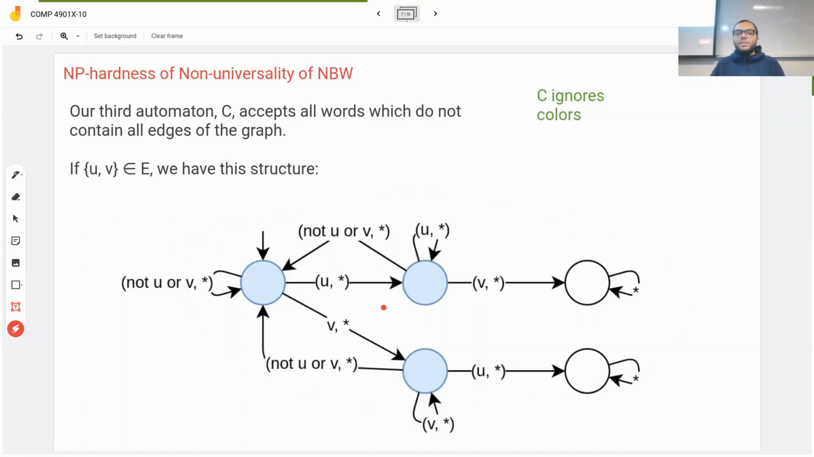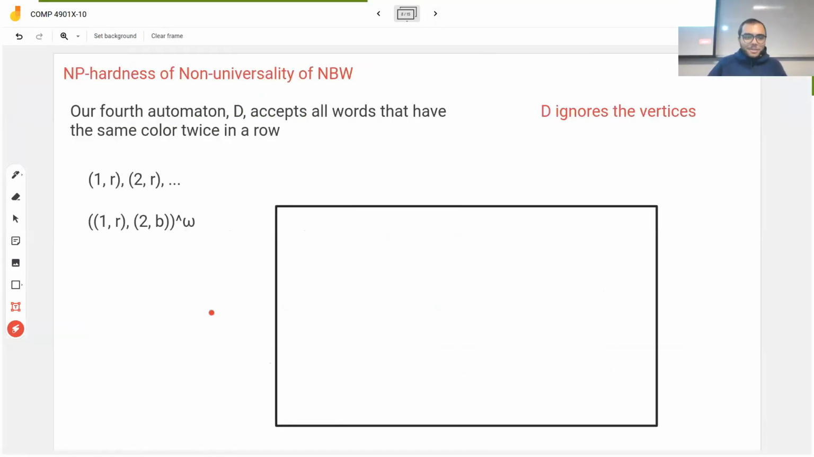Right, and that's going to be my automaton C. The automaton C accepts all the words which do not contain all the edges of the graph. So it accepts any sequence that misses at least one of the edges of the graph. Is this clear to everyone? Okay. I promise we're getting to the end of it.